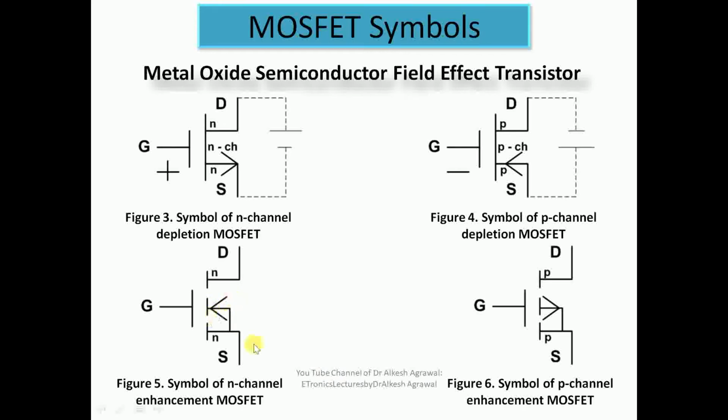So we have inward, it is shown by an inward arrow. In N channel depletion MOSFET we have an outward arrow, but for N channel enhancement MOSFET we have an inward arrow. Similarly, in P channel depletion MOSFET we have an inward arrow, whereas in P channel enhancement MOSFET we have an outward arrow. So these are the basic symbols of N channel and P channel depletion MOSFET, and N channel and P channel enhancement MOSFET. You should remember these symbols.